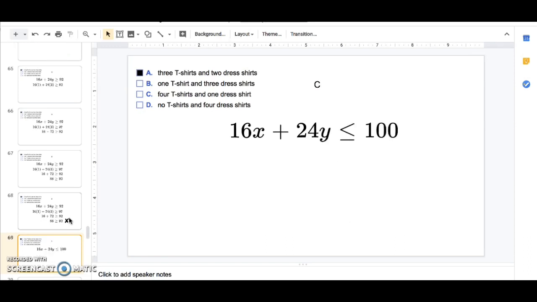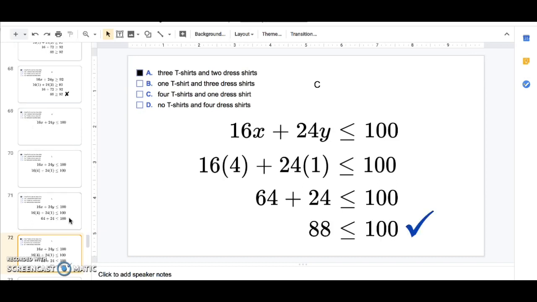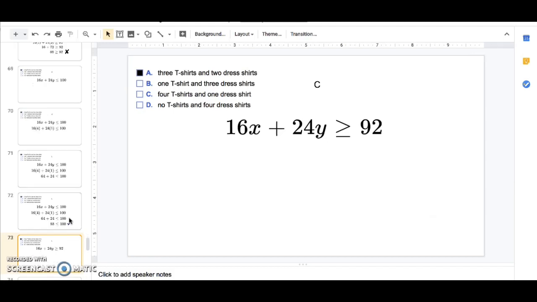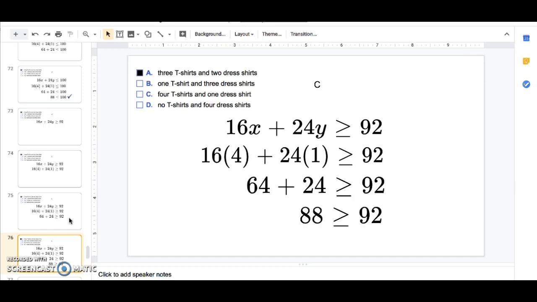So now we try C. So we have 4 t-shirts and 1 dress shirt, so 4 is x and 1 is y. So we have 64 plus 24, add them up, and we get 88, which is less than or equal to 100. But we need to try the second inequality, to see if it's true for both. So again, we have our 4 t-shirts and 1 dress shirt going in for x and y. So we have 64 plus 24, which is 88, and 88 would not be greater than or equal to 92. So C would not be one of our answers.